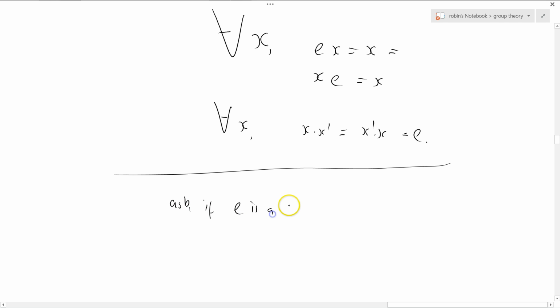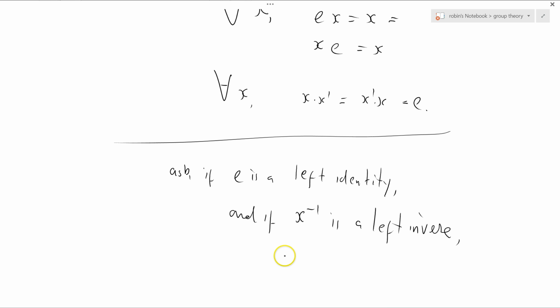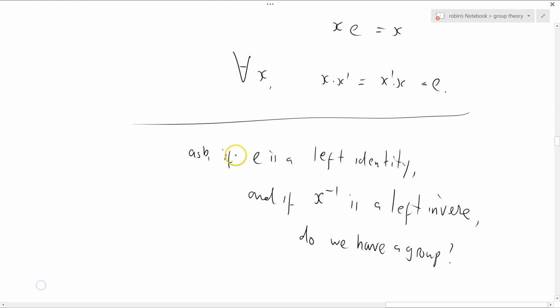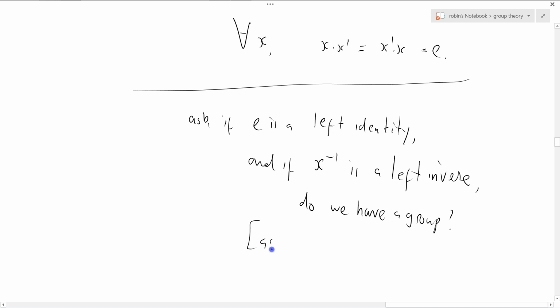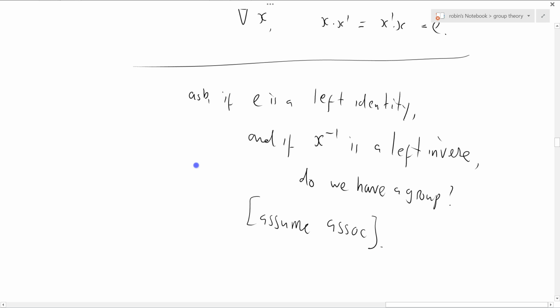What I'm going to do now is to ask if E is a left identity and if x minus 1 is a left inverse, do we have a group? In other words, if we've got a left identity and a left inverse, are these things also right inverses as well? I'm also going to assume associativity, and we'll see why very shortly.